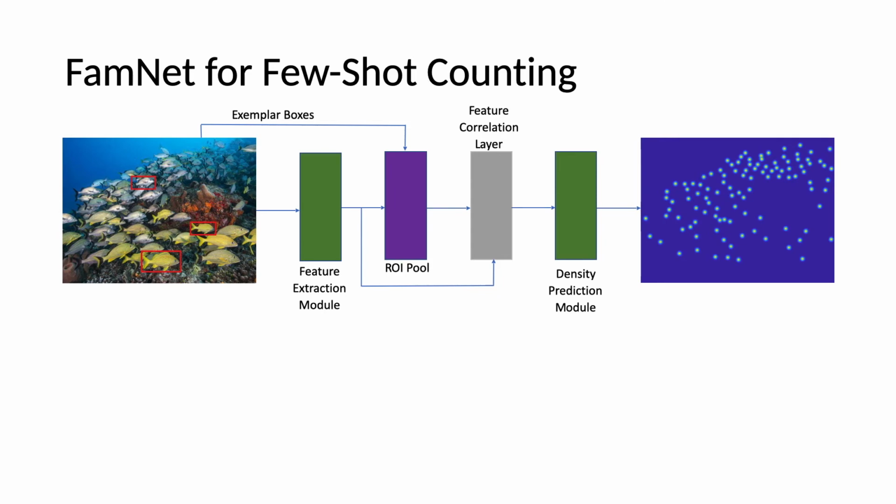Here's our architecture for tackling the few-shot counting task. So the feature extraction module extracts convolutional features from the input image. The ROI pooling layer extracts the features for the exemplars from the locations of the bounding boxes. The feature correlation layer correlates these two features, which results in a set of correlation maps, which are used by the density prediction module to predict the final density map.